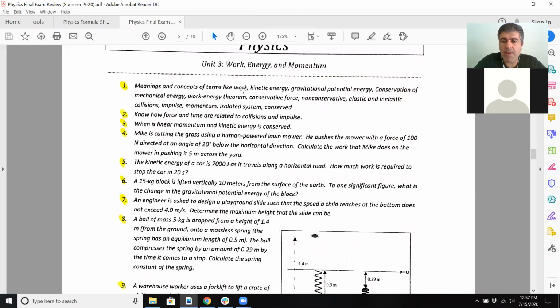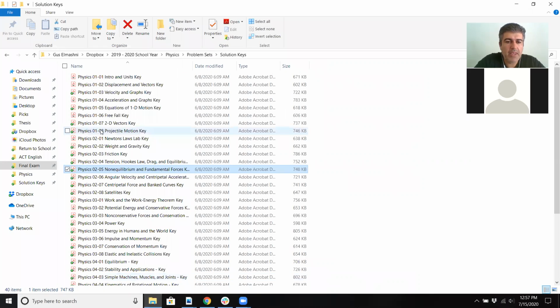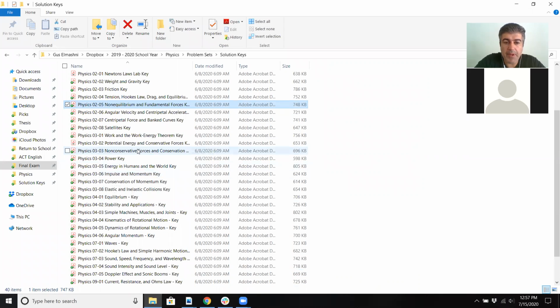Like kinetic energy, gravitational potential energy, conservation of mechanical energy, work energy theorem, conservative force, non-conservative, elastic and inelastic collisions, impulse momentum, isolated systems, what is conserved. Make sure you know all those terms. If you do, go to your notes, they're all right here.